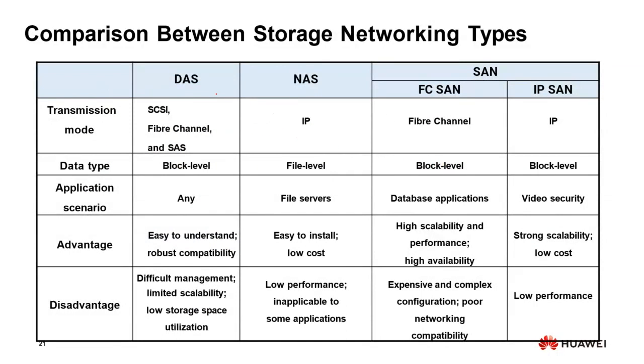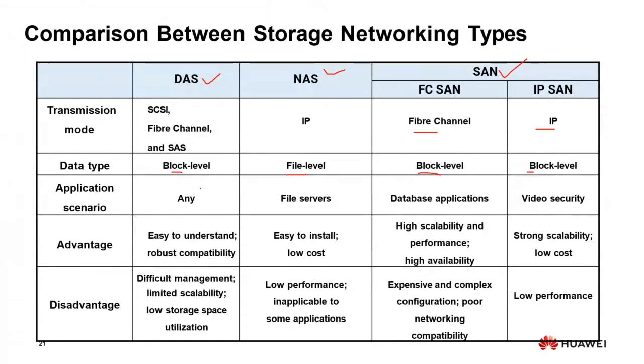The comparison between DAS, NAS, and SAN. Let's look at this. The SAN has two types of connection: FC SAN and IP SAN. This one is for fiber channel, and this one is for IP that uses an Ethernet switch. In terms of data type, SAN works with block level, but NAS is file level. The DAS also is block level. I forgot to mention, actually we mentioned already, DAS has 3 different types of connection protocols, which are SCSI, fiber channel, and SAS.